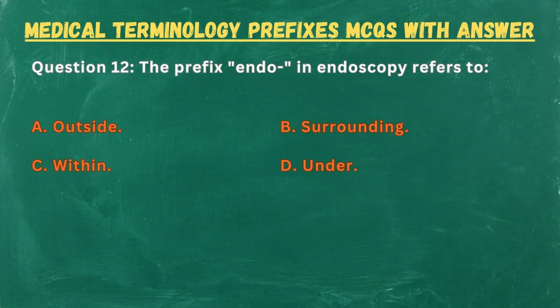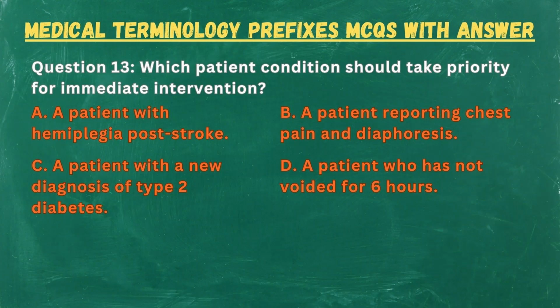Question 12. The prefix endo- in endoscopy refers to: A. Outside. B. Surrounding. C. Within. D. Under. Answer: C. Within.